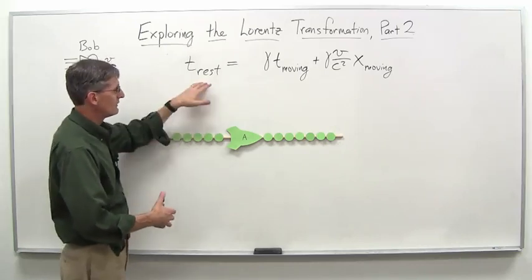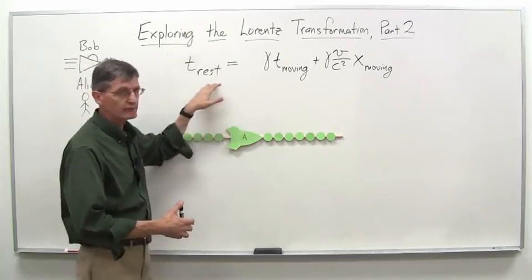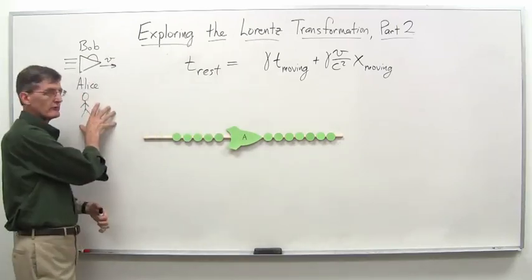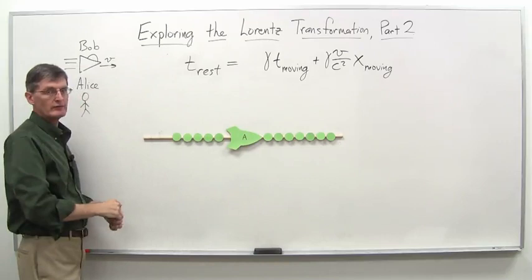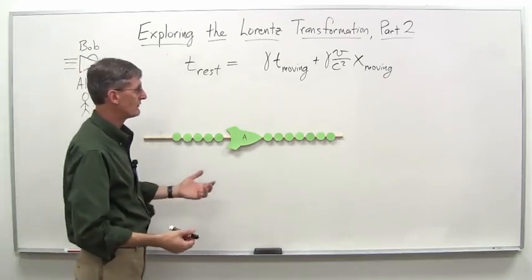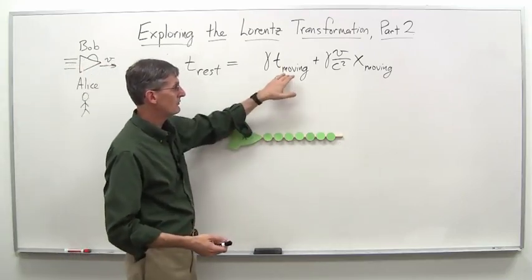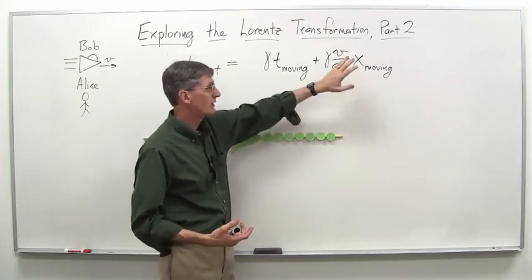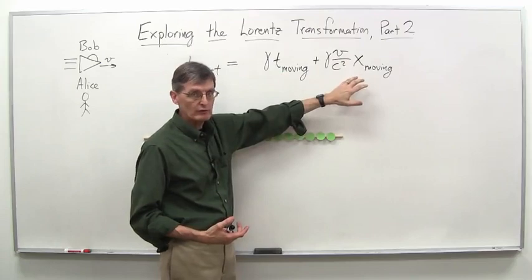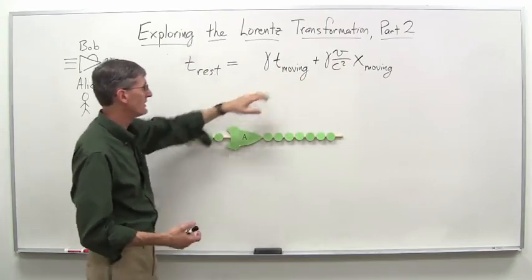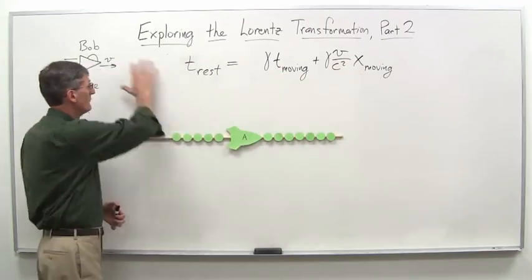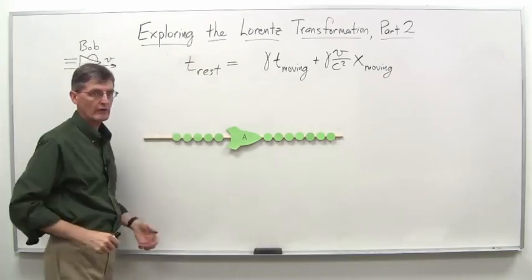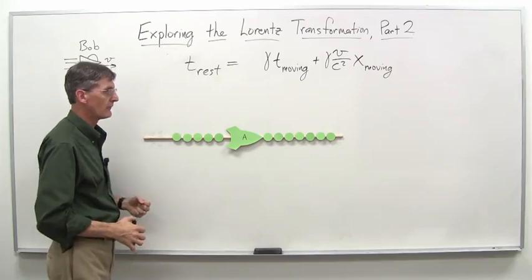So we have t rest equals gamma, remember rest frame and moving frame here. Alice is in the rest frame, Bob is in the moving frame, moving to the right at velocity v in the positive x direction. So gamma times a time value in the moving frame plus gamma v over c squared times an x value in the moving frame. In other words, x and t, the moving frame values, are measurements made by Bob. We want to transform that into a time value for Alice in this case.